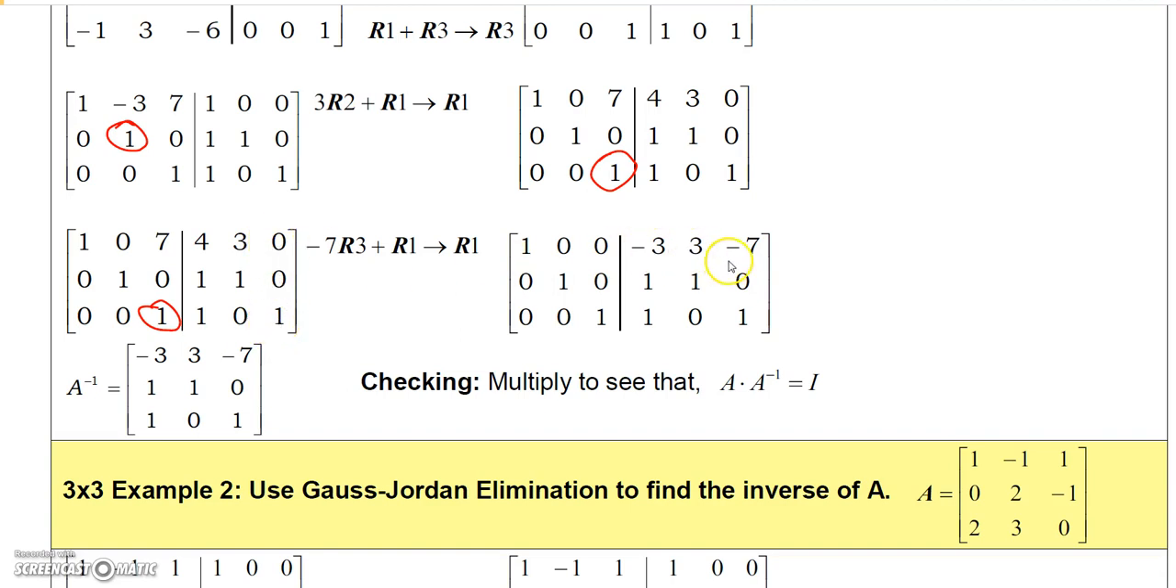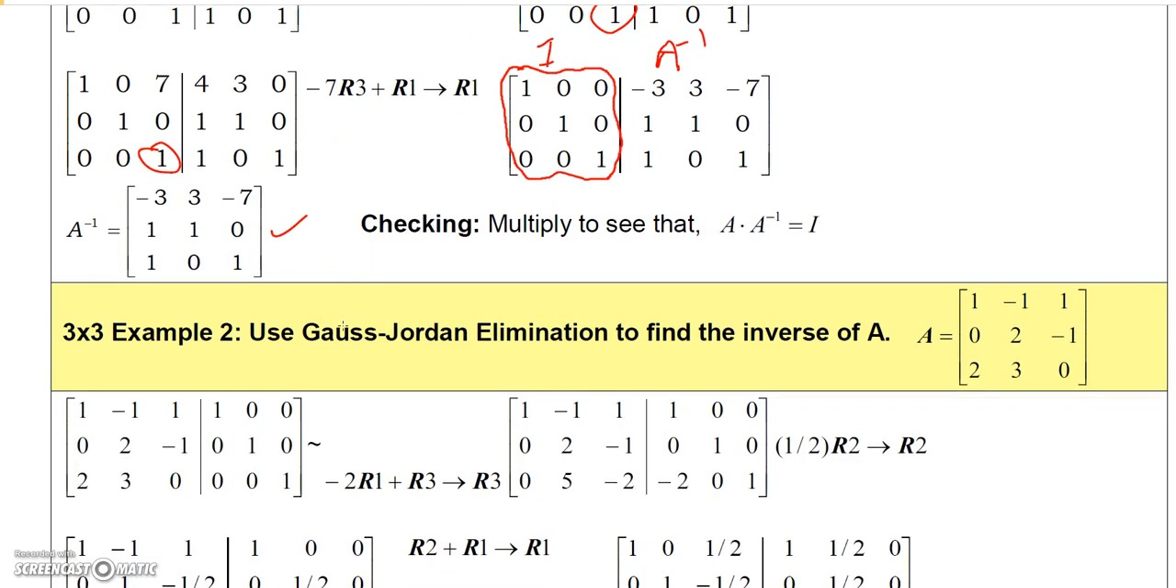Negative 7 plus 0 gives me negative 7. And now notice that on this side I have the identity matrix. See? So there I have the identity matrix I. So that means that this over here on the other side of the augment must be the inverse. So the inverse matrix is just the matrix negative 3, 3, negative 7, 1, 1, 0, 1, 0, 1. And you can check it yourself.